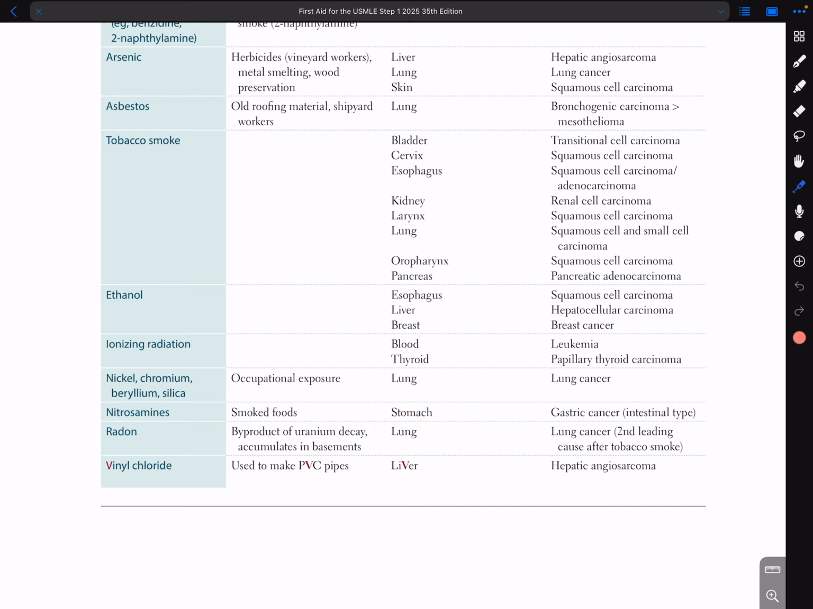Exposure to vinyl chloride: people who work in PVC pipe factories. It affects the liver and causes hepatic angiosarcoma. Pipes are like blood vessels, so angiosarcoma.